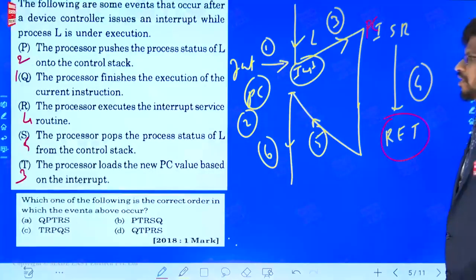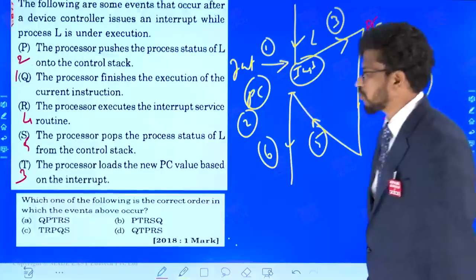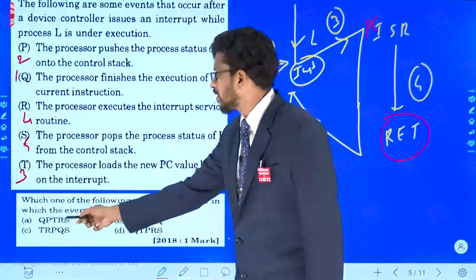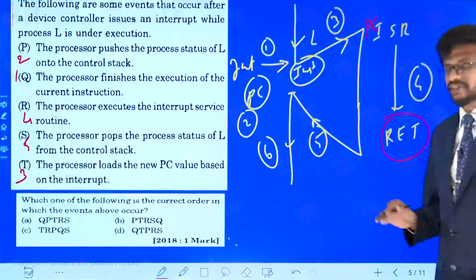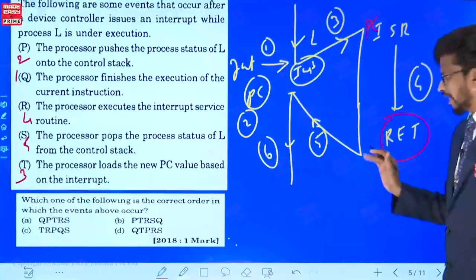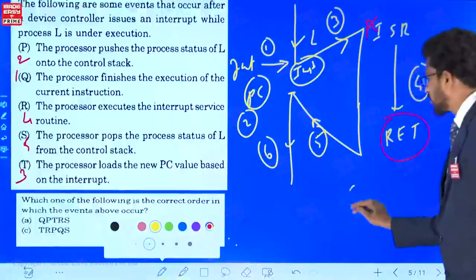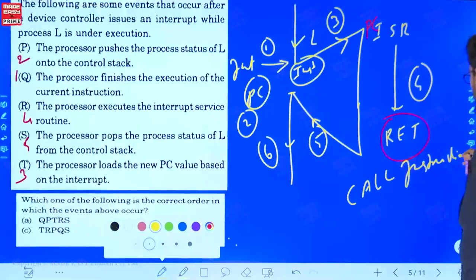So that is how the sequence will go on. So look at what is the correct sequence in the options. What is the correct sequence? First one is Q, next is P, next is T, R and S. So they are very, very important questions. Same concept will be again discussed in the instruction called call. Same thing happens for the call instruction also.